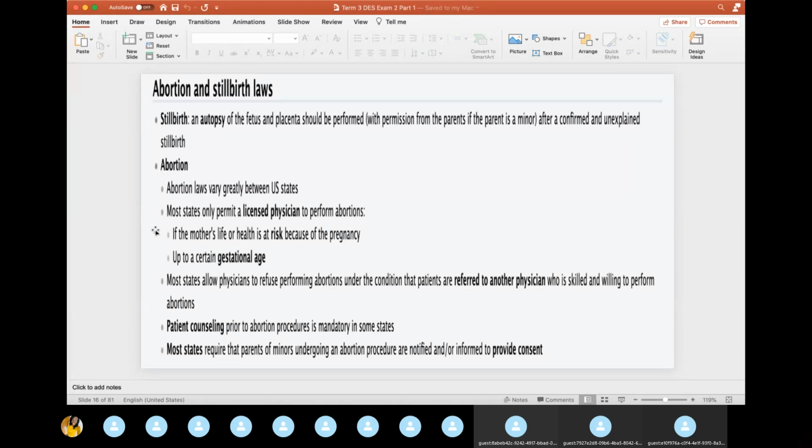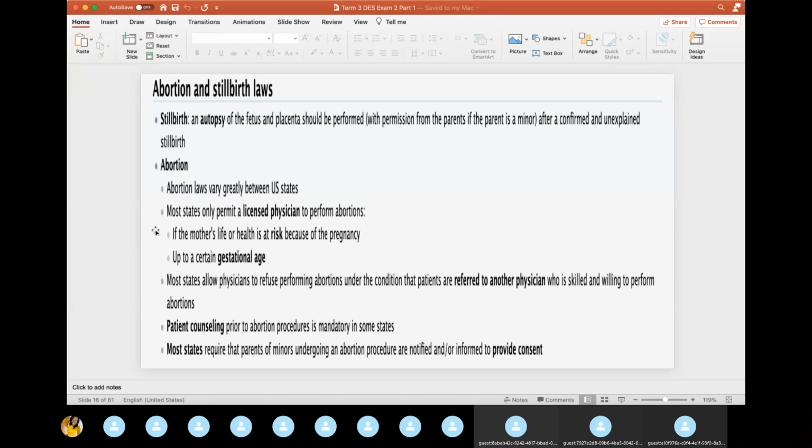Now, controversial topics, abortion and stillbirth. Abortion is legal in the United States. Roe versus Wade, first trimester, although they abandoned the trimester period in Casey, Planned Parenthood versus Casey in 1992. They are now using viability of the fetus in order to know if you can abort the fetus or not. So they vary greatly in the US. Check your state law for this. They only permit a licensed physician to perform abortions if the mother's life or health is at risk because of the pregnancy, and it is up to a certain gestational age.